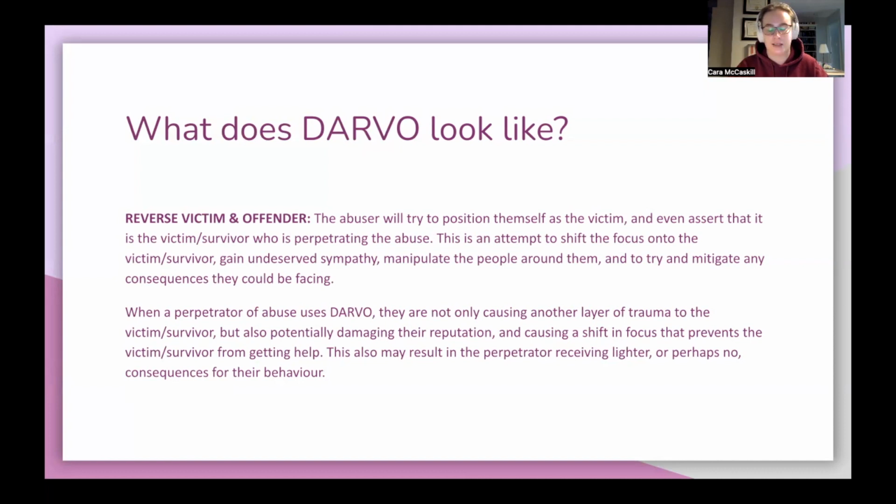Sometimes abusers will do this by highlighting any good things that they've ever done in their life and kind of making it out like they're kind of a hero in every other aspect. So really this one situation isn't that bad compared to the other potential good things that they might have done. So they try to minimize the abuse that way.